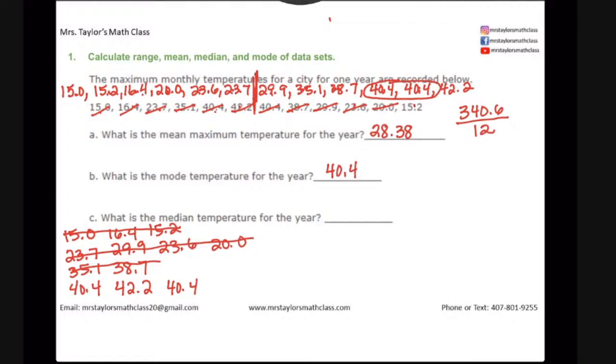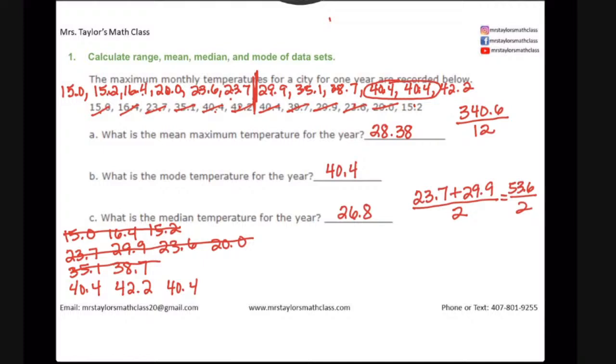So the halfway point is between 23.7 and 29.9, but we need to find the number in between that. So let's add these two numbers together, 23.7 plus 29.9, then divide that by 2. I got 53.6 divided by 2, and this is going to be 26.8.